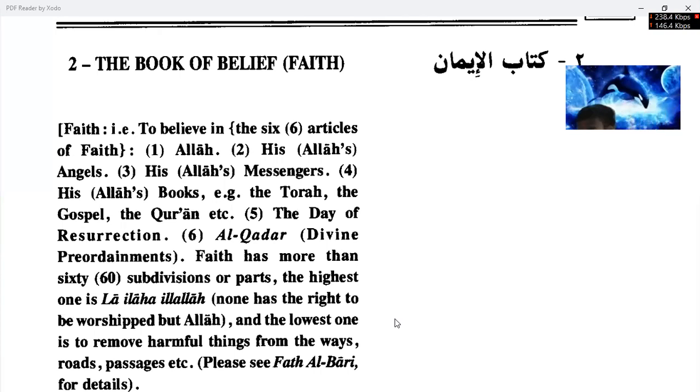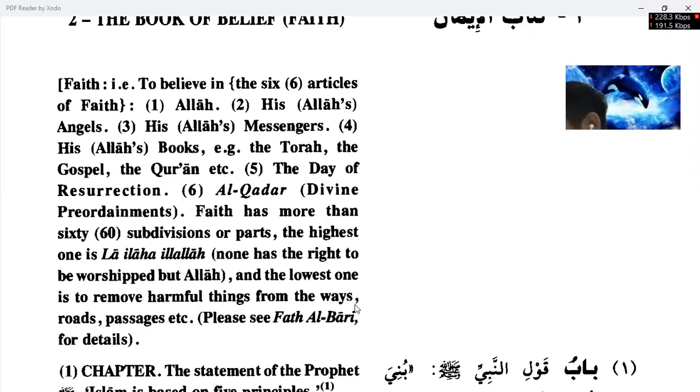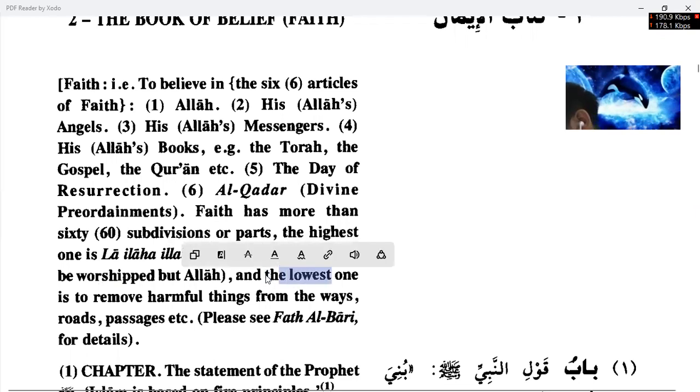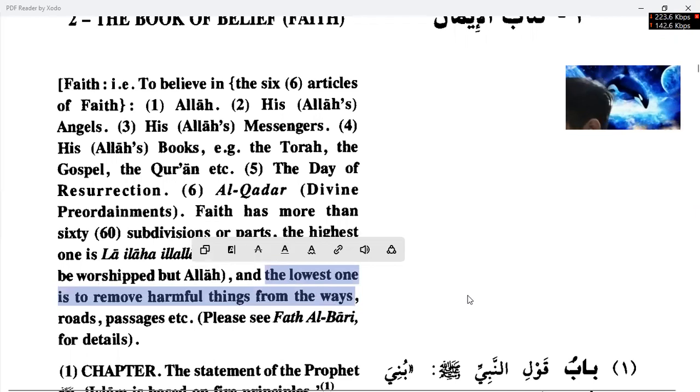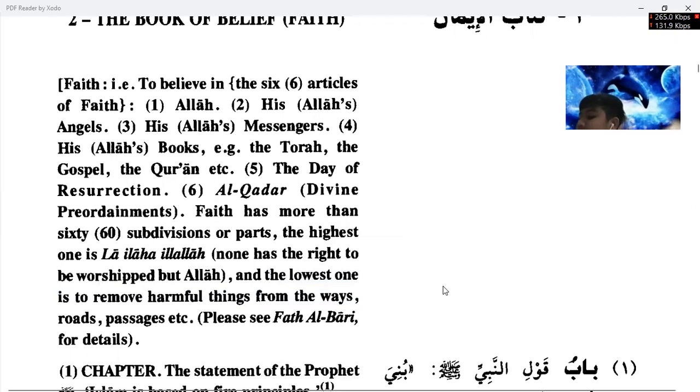Okay, the sixth one is believe in destiny. So what is destiny? Destiny is something that happens to you and you can't change it. And we don't know what is in our destiny. Then the right meaning: destiny is something that will happen to you, and you don't know your destiny.